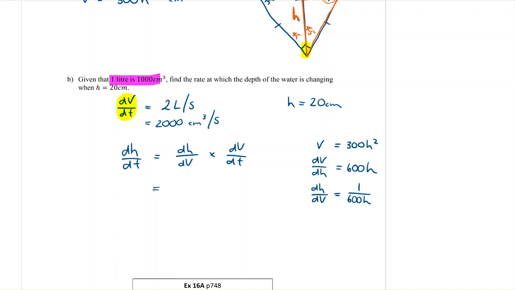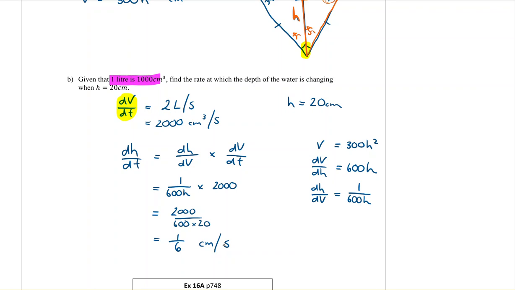Now I have everything I need to sub into my rate of change. So then the dH over dV is the one I just found, the 1 over 600H, times dV over dt was 2,000. And that's going to equal 2,000 over 600. And when you've gotten this far, you can now substitute in the H. What's H equal to? 20. And then you can type that all in, and you will come down to be 1/6. What's the units? It's a dH over dt. H is measured in centimetres and T is measured in seconds.